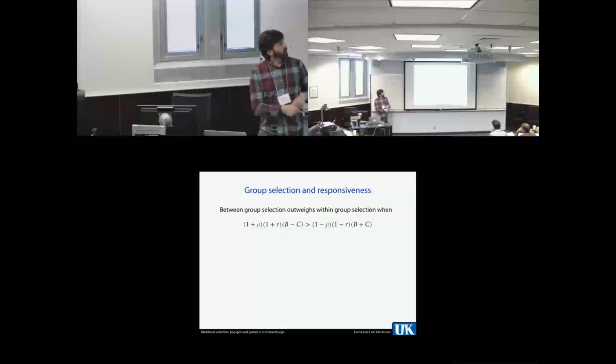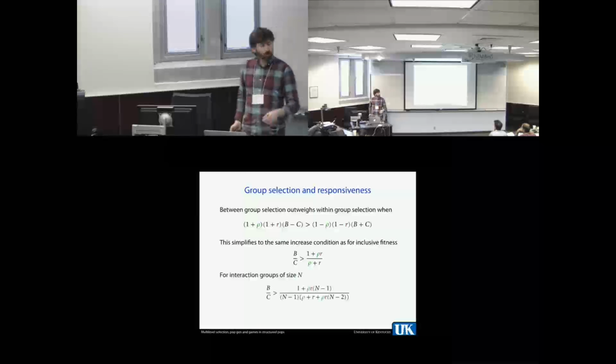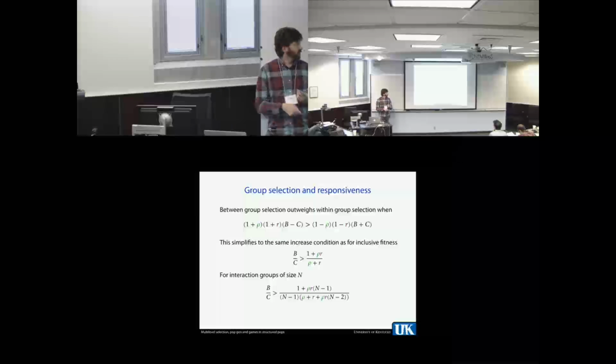So then you can figure out the condition for when the between group selection outweighs within group selection, that's whenever you get an increase in cooperation, and that's just this expression here. And again, it simplifies entirely to the expression we had before. If you want to look at larger interaction groups, you can do that, and then the expression becomes a little bit more complicated if those interaction groups are of size n, but the whole process runs through exactly in the same way.